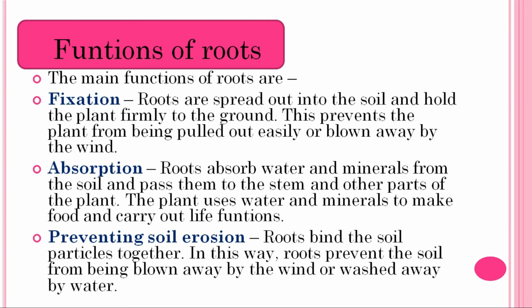Absorption. Roots absorb water and minerals from the soil and pass them to the stem and other parts of the plant. The plant uses water and minerals to make food and carry out life functions. Preventing soil erosion. Roots bind the soil particles together. In this way, roots prevent the soil from being blown away by the wind or washed away by water.